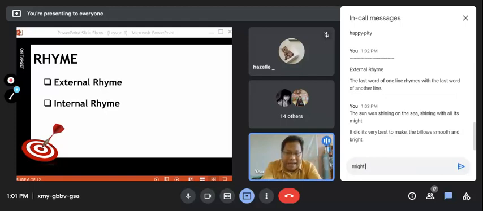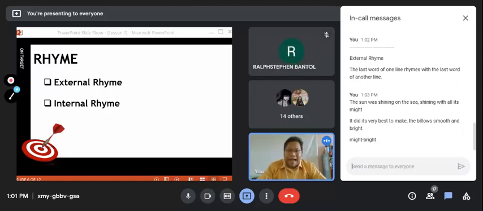What word in the second line rhymes with might, Ralph? Right, correct. That constitutes an external kind of rhyme once again because might is the last word of the first line and bright is the last word of the second line. Thus, external rhyme. External rhyme may also be known as end rhyme. Questions so far regarding rhyme?